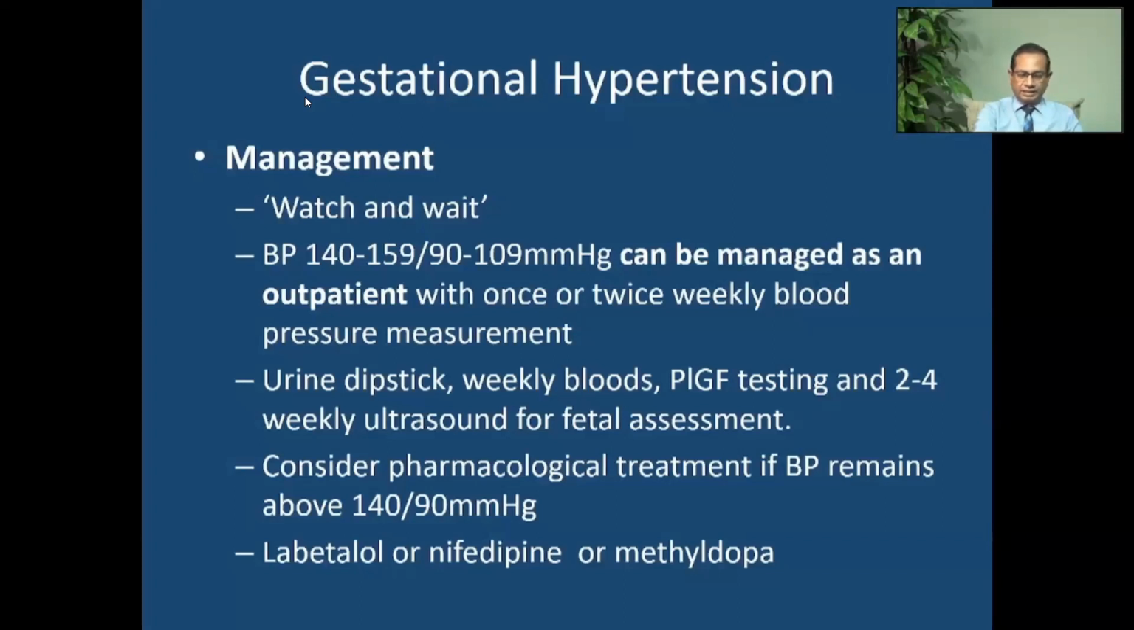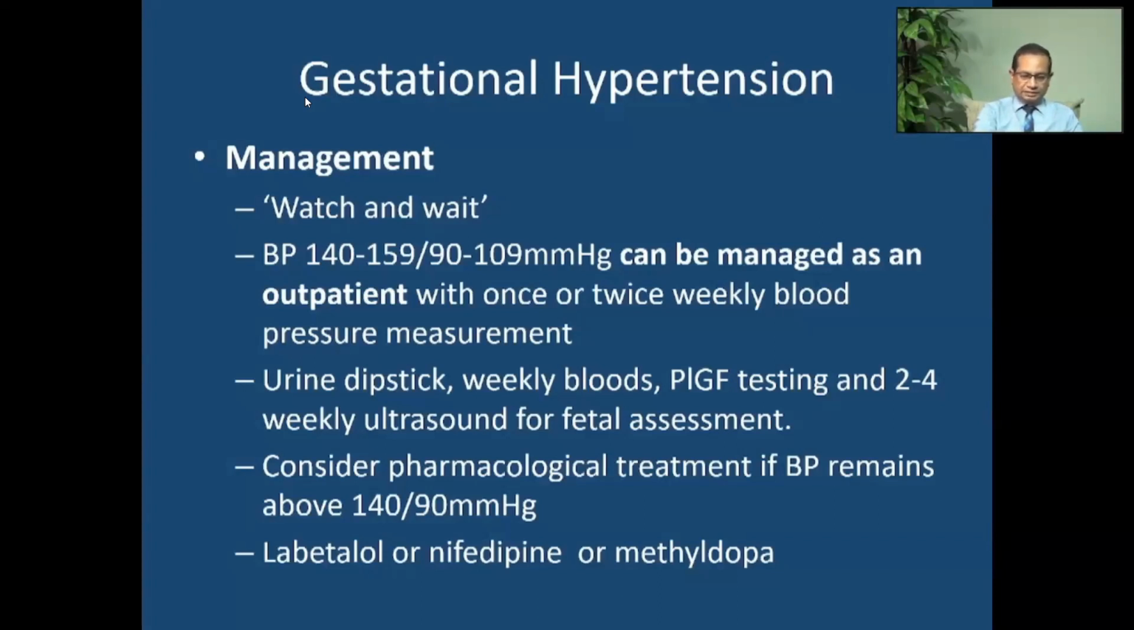So this is very important. Someone who is having a blood pressure of more than 140 by 90 but less than 160 by 110 can be managed at home, but needs to check the blood pressure frequently. And urine dipstick, weekly bloods, placental growth factor testing and 2 to 4 weekly ultrasound for fetal assessment is important in a patient with gestational hypertension.